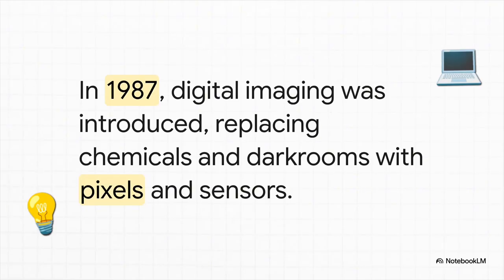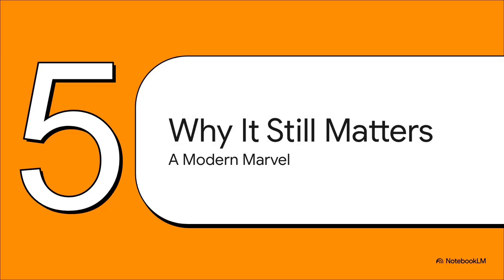And then, finally, in 1987, everything changed. Digital imaging showed up, and suddenly all those messy chemicals in darkrooms were replaced by the clean, instant, amazing precision of pixels and sensors. So, okay, we've come a really long way from those brave and sometimes unlucky pioneers and their messy darkrooms. So why does this technology, which is over 100 years old, still matter so much today?